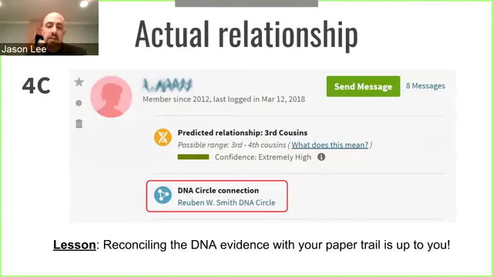And ultimately, this led to a DNA circle connection. Reuben W. Smith was our newly discovered ancestor. A lot of people already had this gentleman in their tree, but the documentation to connect my John Smith to this family was very scarce, and we probably never would have discovered it without the help of DNA evidence.